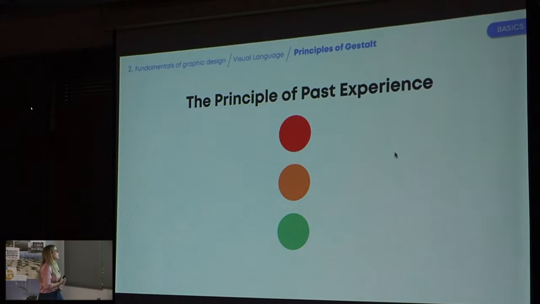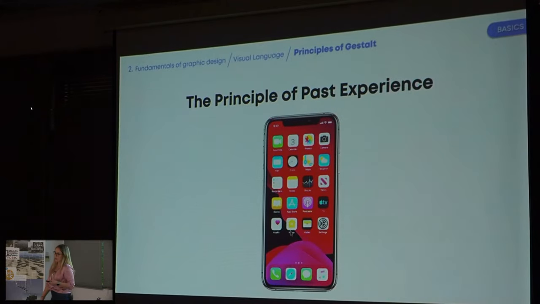Another principle we need to get familiar with in order to understand the following principles is the one of past experience. Here our brain ties together visual elements with experiences we had in the past. And that way, we could all see a traffic light here, even though it's not complete, in the same way that we can recognize the save button on our computer or the icons on an app.